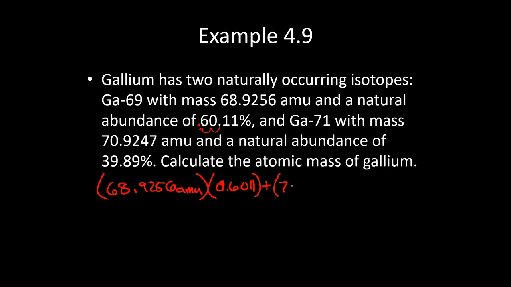So the other one is 70.9247 AMU. We're going to multiply that by its decimal form of the percentage, which is 0.3989. And if we do that math, and we round it, what we will get is 69.72 AMU.